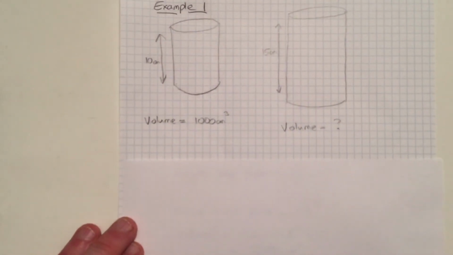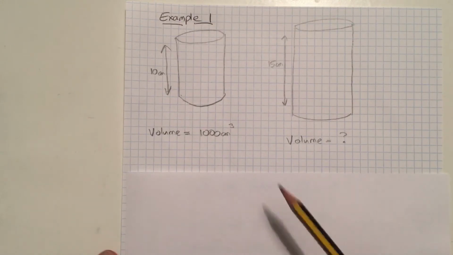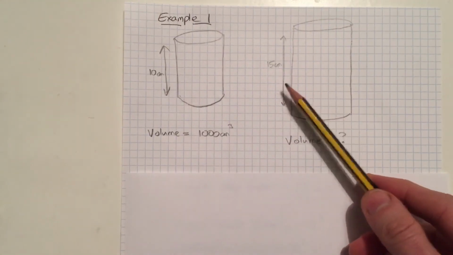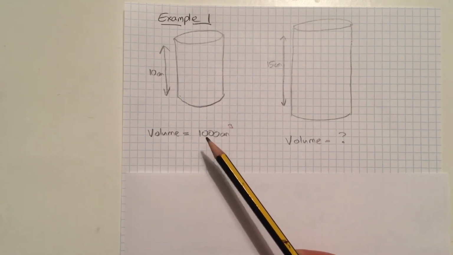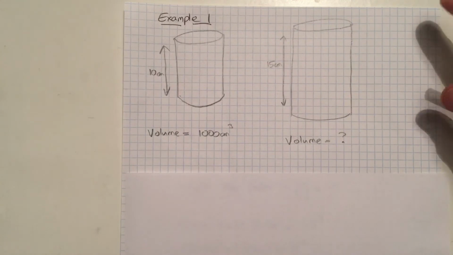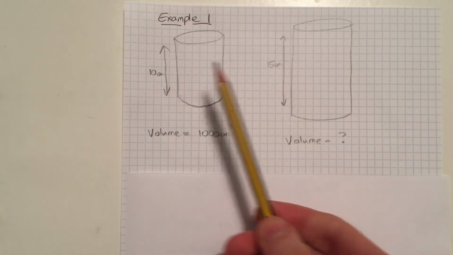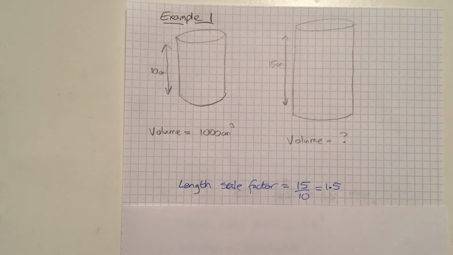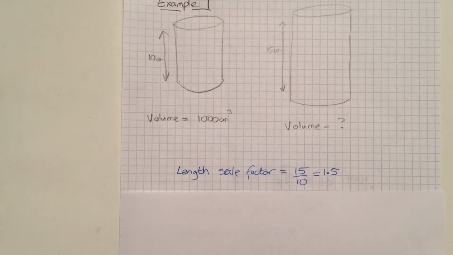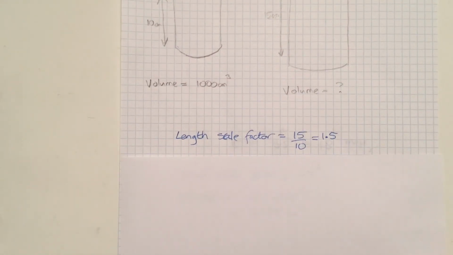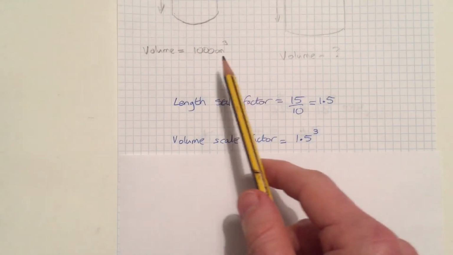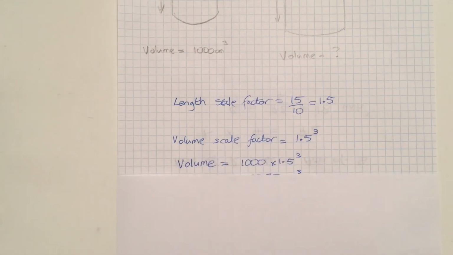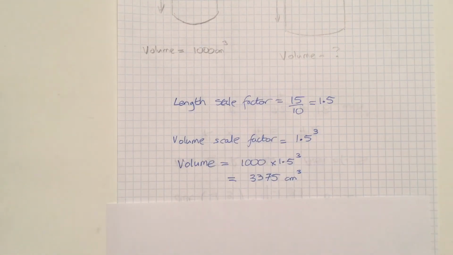So let's have a look at an example. I've got 2 cylinders there. The height of the first cylinder is 10. The height of the second cylinder is 15. I'm told the volume of the first cylinder is 1000. I want to work out the volume of the second cylinder. So straight away, with the 10 and the 15, I can work out that my length scale factor is 1.5, which means that the volume scale factor is going to be 1.5 cubed. So now I can do 1000 times 1.5 cubed, and that will tell me the volume of the second shape.